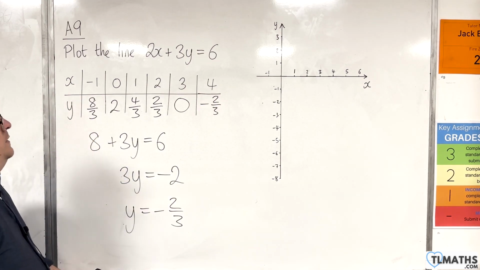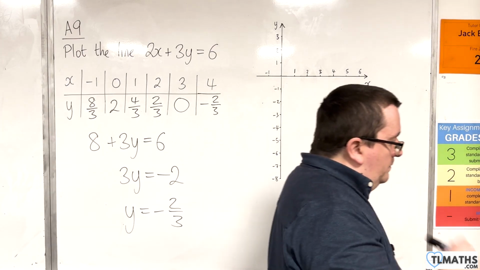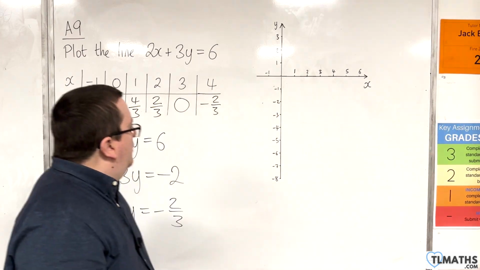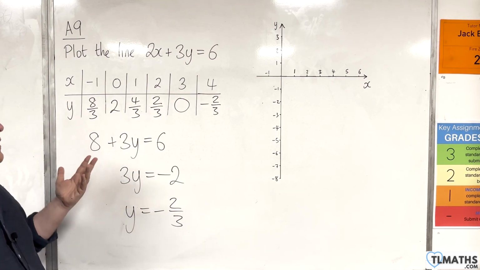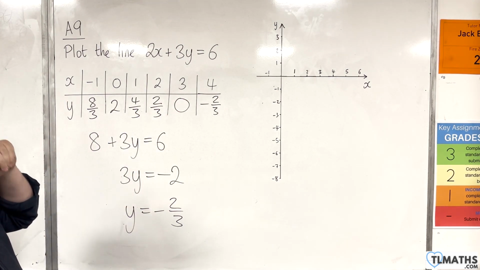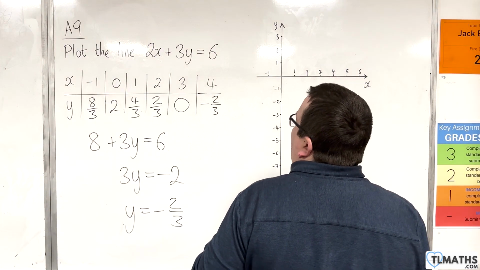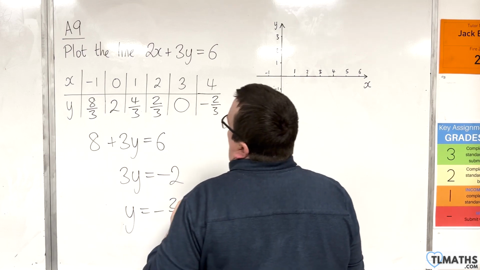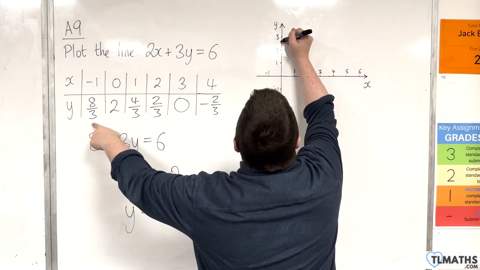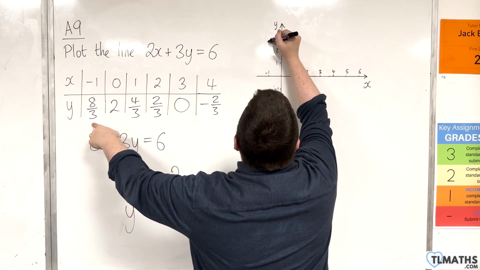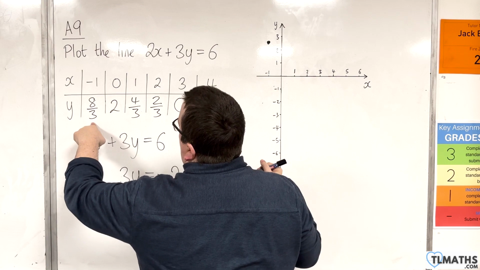Right, so this is going to be a little bit tricky because my grid isn't really set up for thirds very easily. So we'll see how we get on. So the first one is minus 1, 8/3. Now 8/3 is 2 and 2/3. So it's roughly around about there. I'm going to take a punt that's around about there.